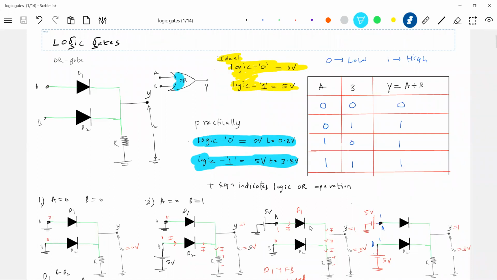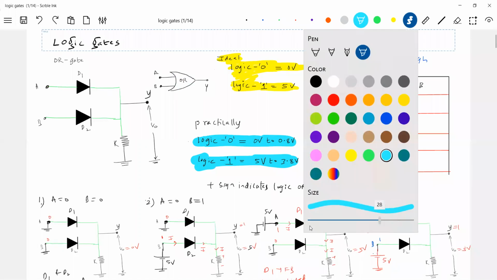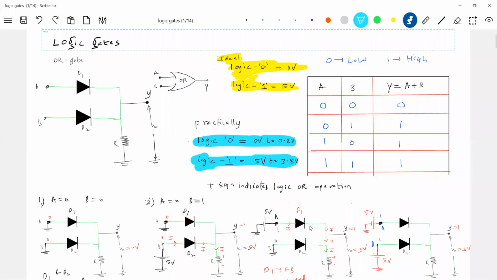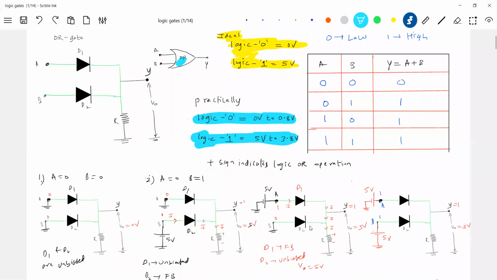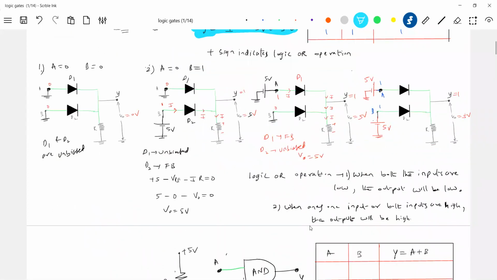Okay, that's our logic gate. I'll scroll down, if you want you can see once. Okay, next we'll go for another operation called the logic AND operation.